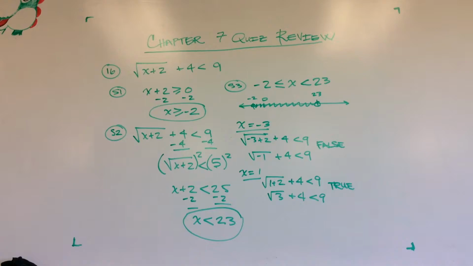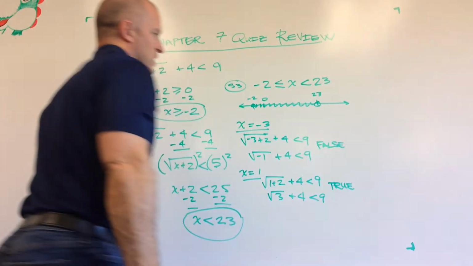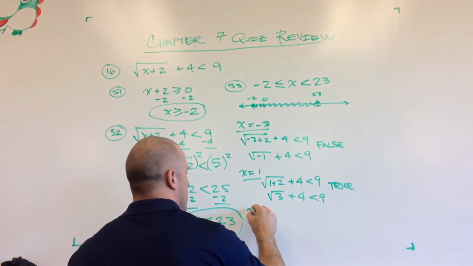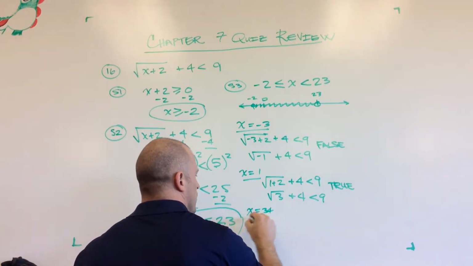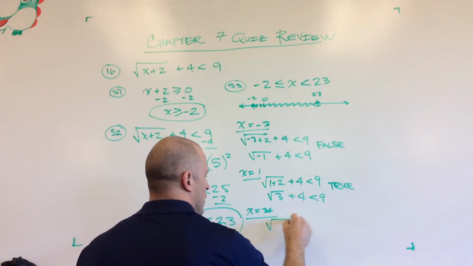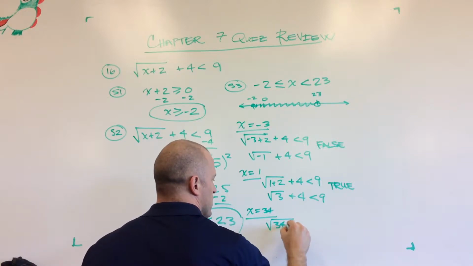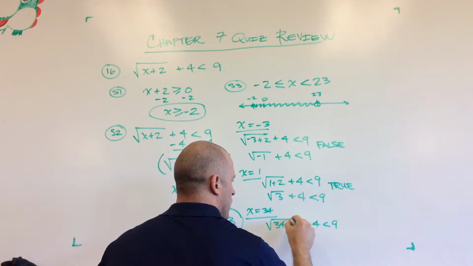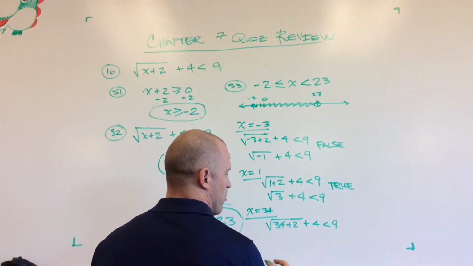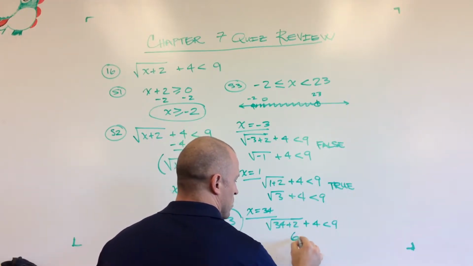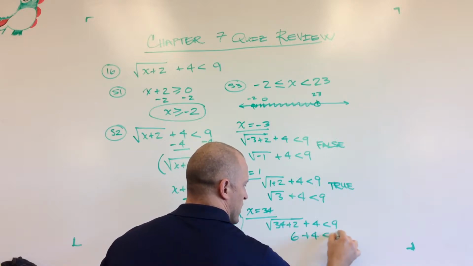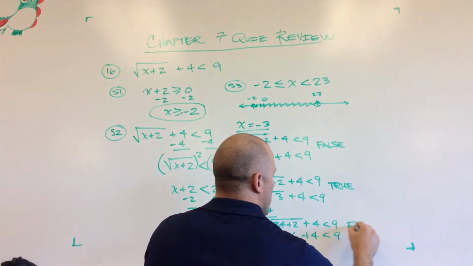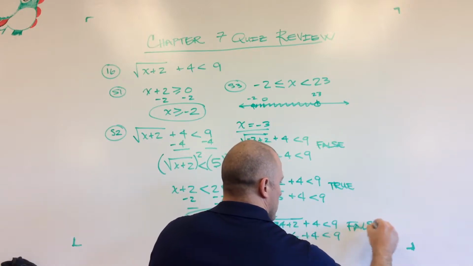Now, for our value out here, we'll pick x equals 34 just because it'll make the calculations nice. And this should give us a false answer if we've done this correctly. Put in 34 for x. Here, this is going to be the square root of 36, which is really just 6. So we can say 6 plus 4 is less than 9. That's clearly false because 10 is not less than 9, and it gave us the false answer that we were looking for.